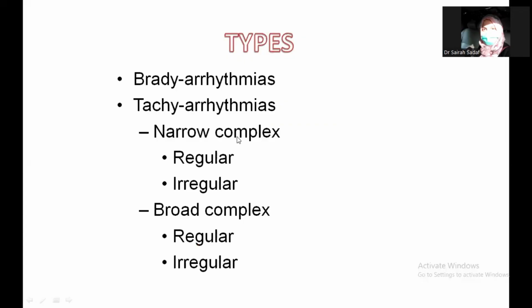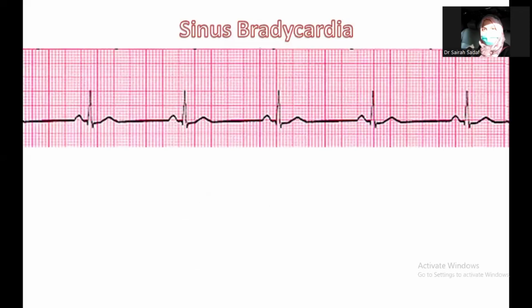Arrhythmias. Now, we have already talked about the bradyarrhythmias, but we will be having 1 to 2 slides on the bradyarrhythmia as well in this part of this segment. Bradyarrhythmias, tachyarrhythmias. Now, in tachyarrhythmias, we may have narrow complex and broad complex. And in both, we may have regular and irregular rhythms. And on that basis, we can diagnose them.